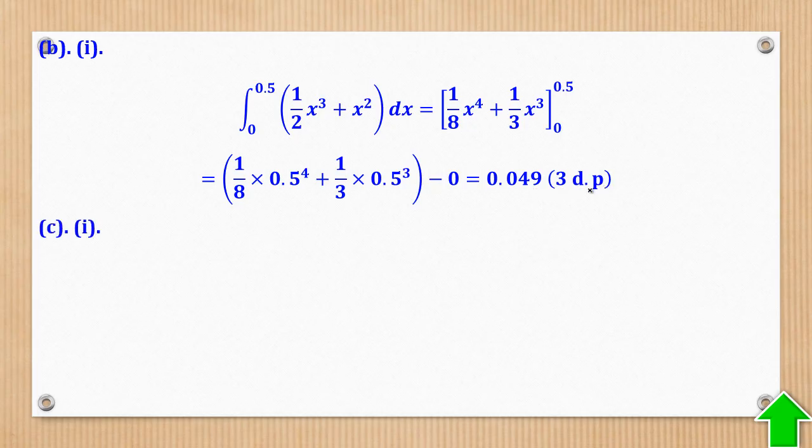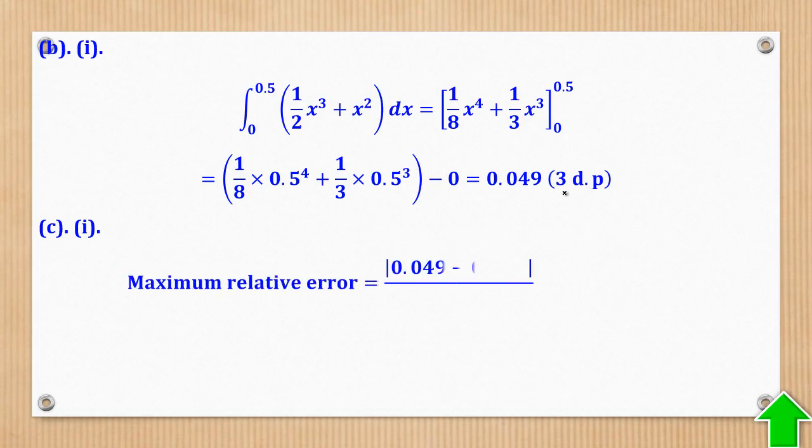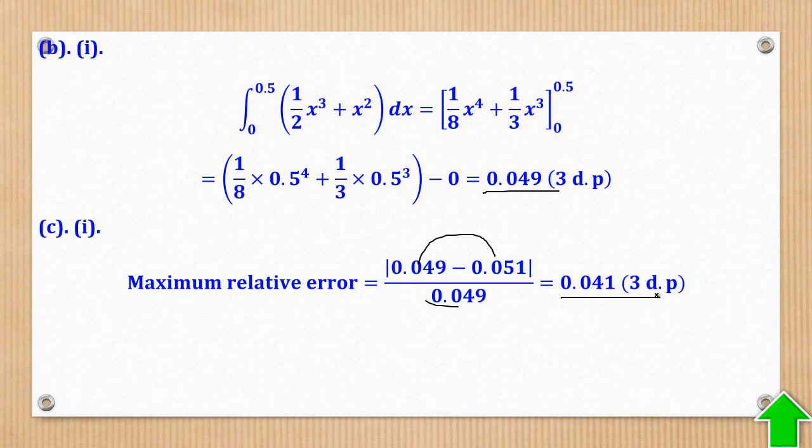Then relative error is absolute error over exact value. Absolute error means exact minus approximate. Exact is what is got by integration techniques. You'll come up with this as the answer to the required accuracy.